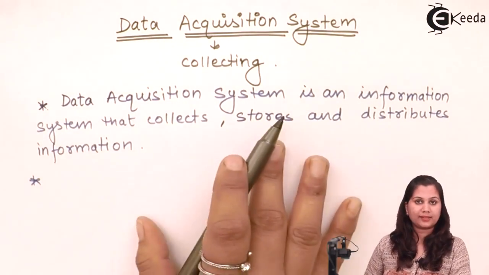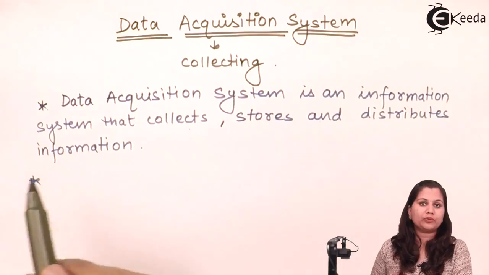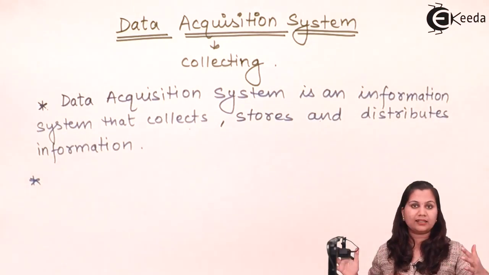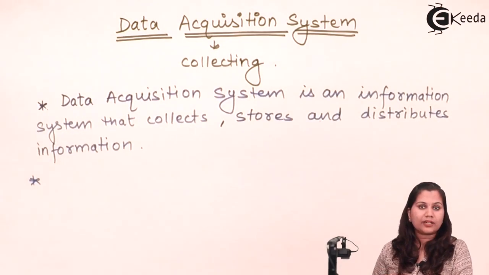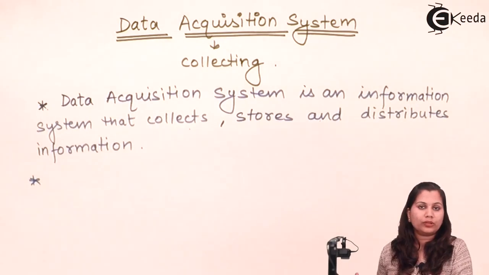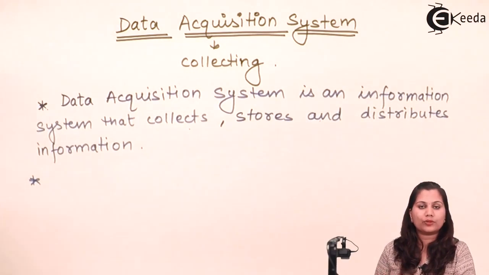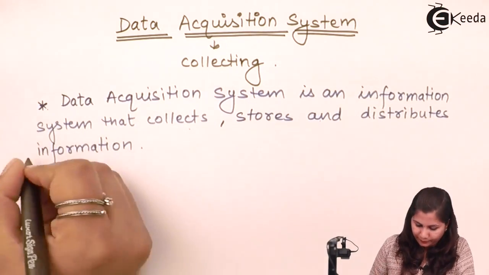So data acquisition system is defined as an information system which collects, stores and distributes the information. So that is the acquisition of that data. Okay. Now these systems are used in the industrial and the electronic engineering field. So it is used to capture the electrical signals, and those electrical signals are converted into other forms of signals and then they are processed by the computer, so that in future if we want to use those signals, that can be done with the help of computers.